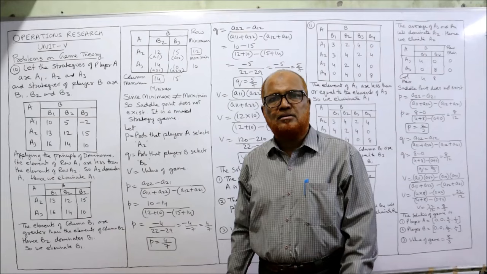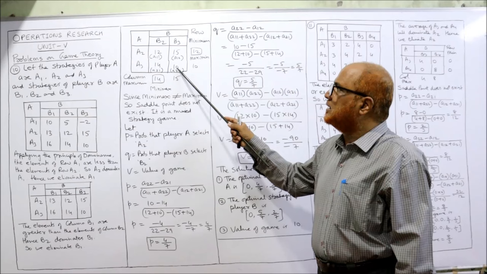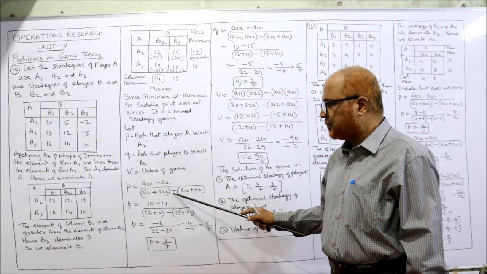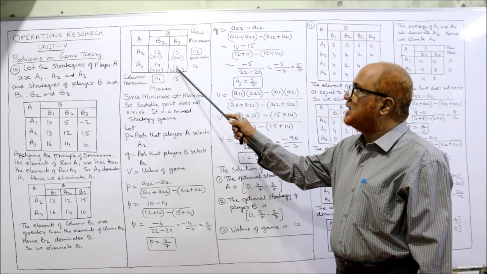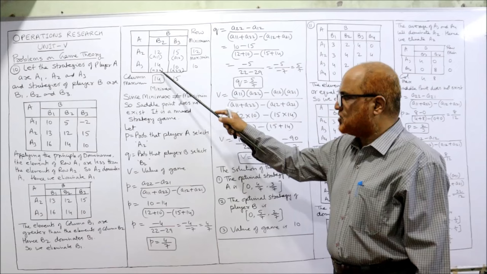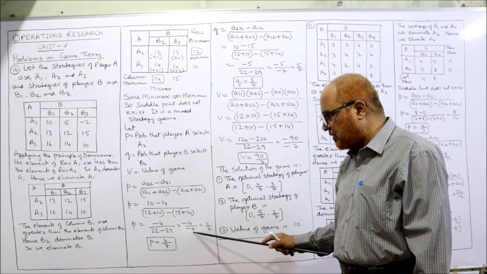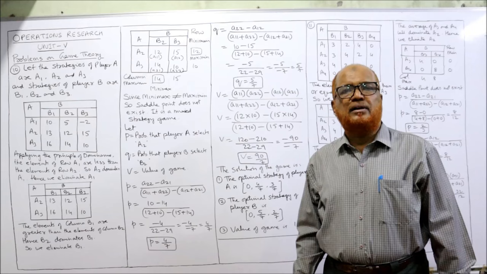That's it. Now the formula for P is A22 minus A21. That means 10 minus 14, divided by denominator A11 plus A22 minus A12 plus A21. This is the formula. Already in the previous video I have applied. Now A22, 10 minus 14. A11, 12 plus 10 minus 15 plus 14. So 10 minus 14 is minus 4. 12 plus 10, 22. 15 plus 14, 29. So minus 4 divided by minus 7. Minus minus will get cancelled, 4 by 7. So 4 by 7 is the probability, P.